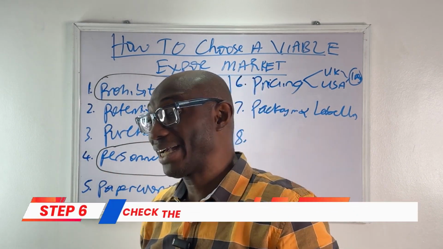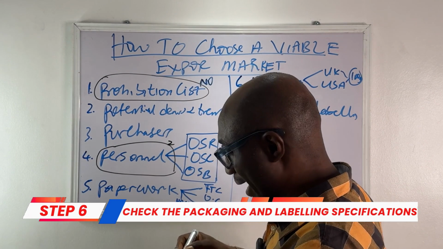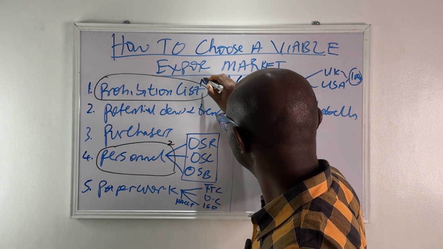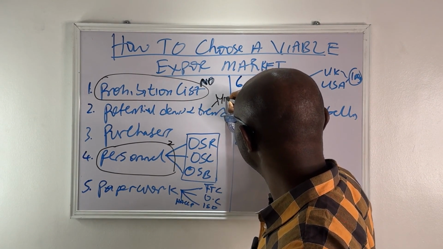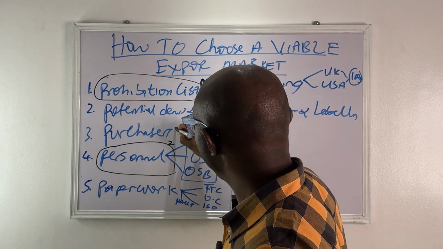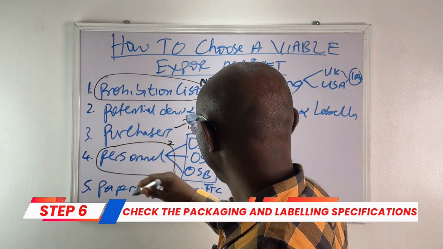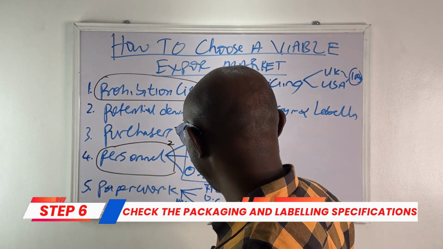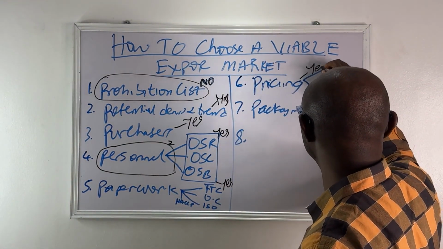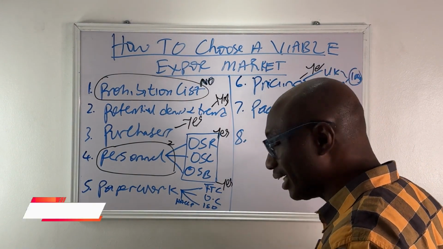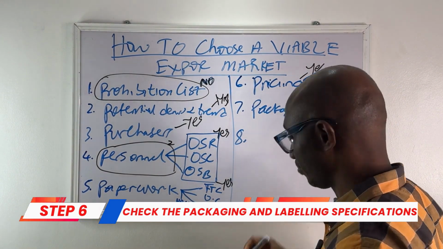Because at the end of the day, I want a market where prohibition is no. A market where potential is high. A market where purchaser is yes, I can get the purchaser, I can meet the demand. A market where personnel is yes. A market where paperwork is yes. A market where pricing is yes. But packaging is no. I can't enter that market. So packaging also must be yes.